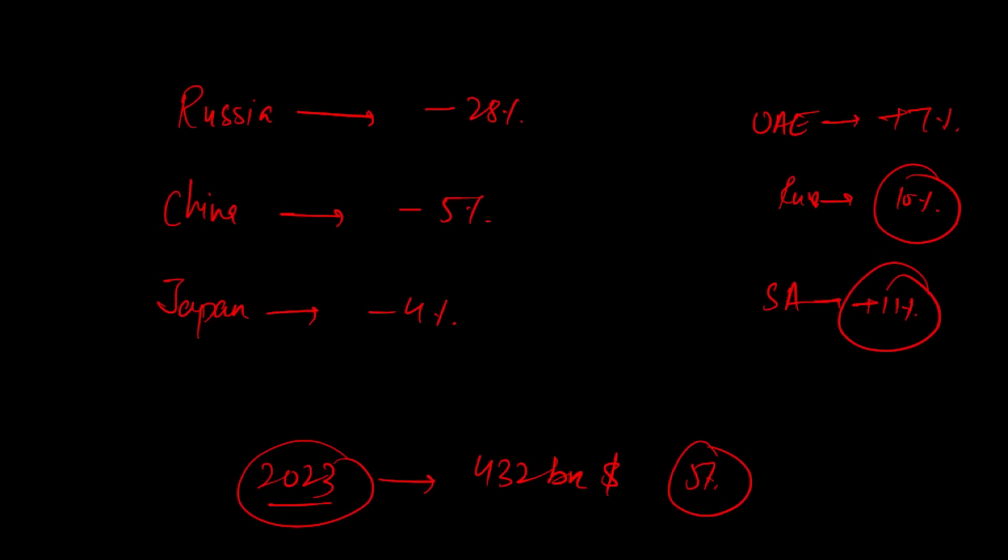If we talk about the World Trade Organization, who is the Director General here? Ngozi Okonjo-Iweala, and headquarters is in Geneva, Switzerland. 164 member nations are there in the World Trade Organization, and it was established in 1955.